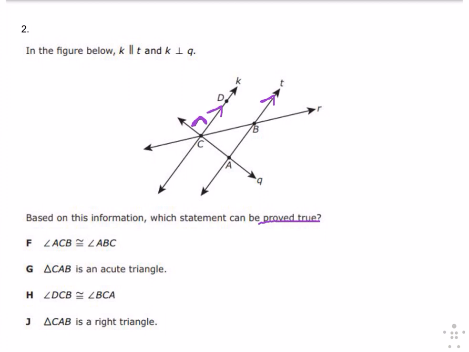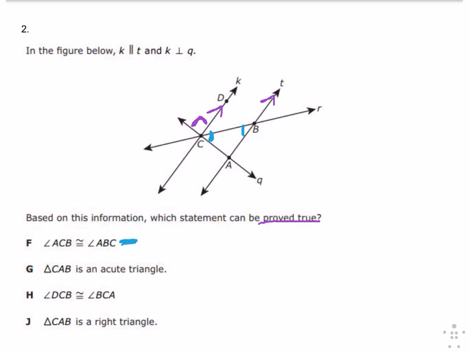So it says angle ACB is congruent to angle ABC. So angle ACB right here is congruent to angle ABC right here. Well, they look like they might be the same degrees. However, that's not enough information to say for sure that they are the exact same. So that one might not necessarily be true. We would have to have more information in order to prove that to be true.